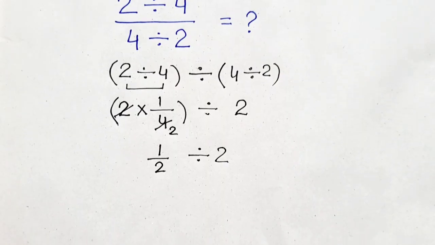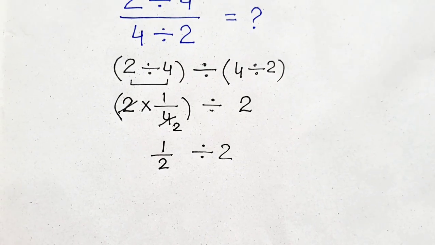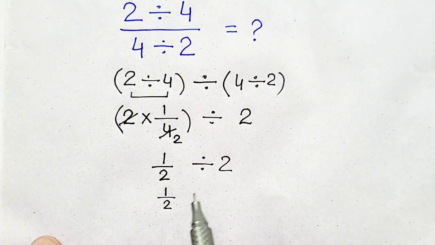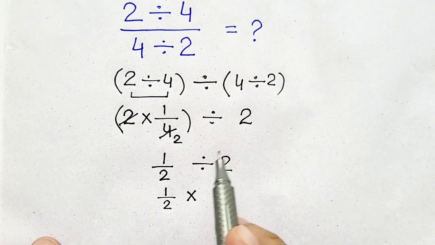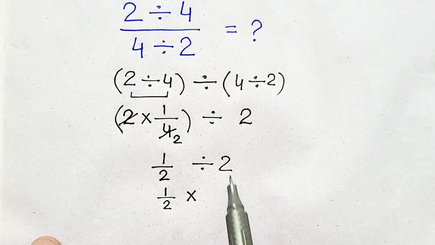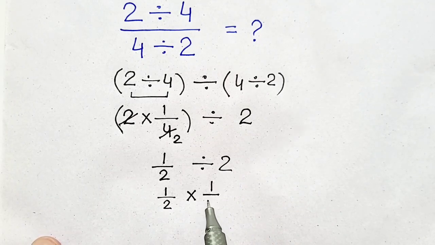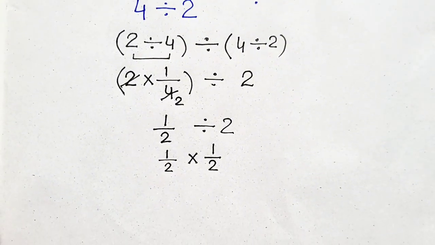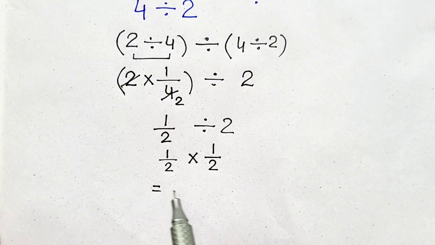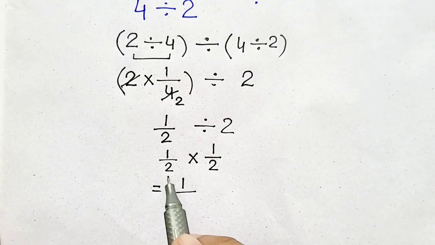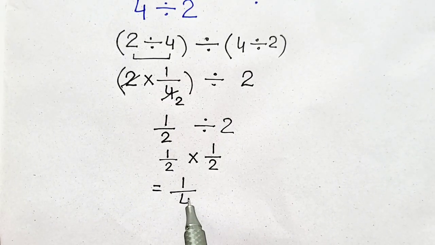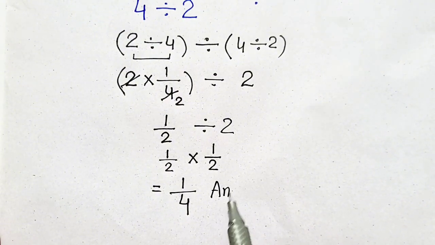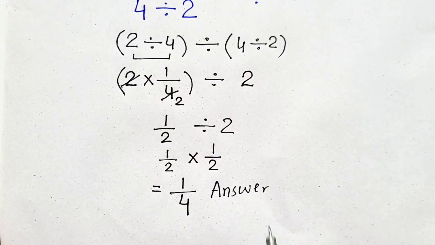Now, again, we have to simplify it. So 1 by 2 as it is, divide is changed into multiplication, and 2 is flipped, so it will become 1 by 2. Now it is totally simple, and 1 times 1 will be equal to 1, and 2 times 2 will be equal to 4, and 1 by 4 will be our answer.